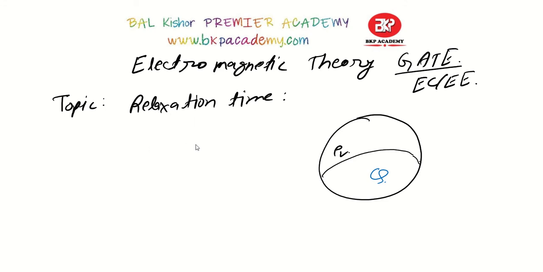So today we are going to see relaxation time in electromagnetic theory. Let's suppose a spherical object is there and we have charge density rho v, which is the total charge contributing to Q amount of charge. Now our aim is to derive how much time it takes for the charge to reduce to e to the power minus 1 times.